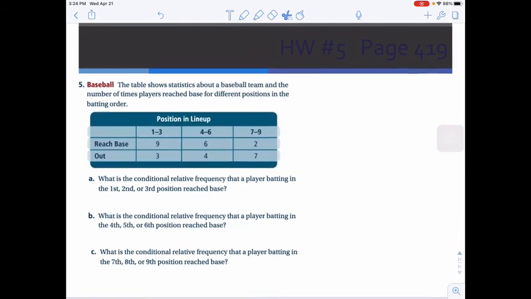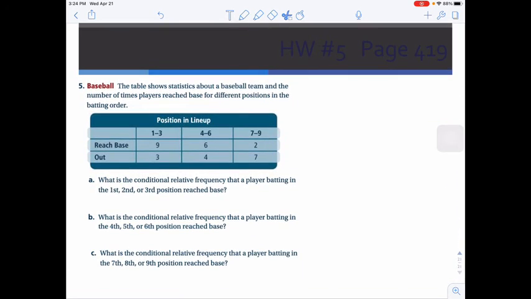And now I would like you to try number 5 on page 419. The table shows statistics about a baseball team and the number of times players reached base for different positions in the batting order. We have position and lineup, 1 through 3, 4 through 6, and 7 through 9, how many times those players would reach base, and how many times they got out.